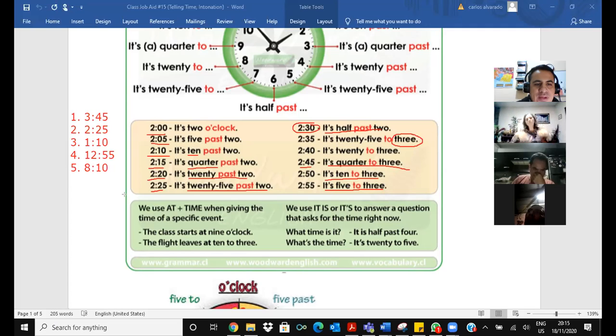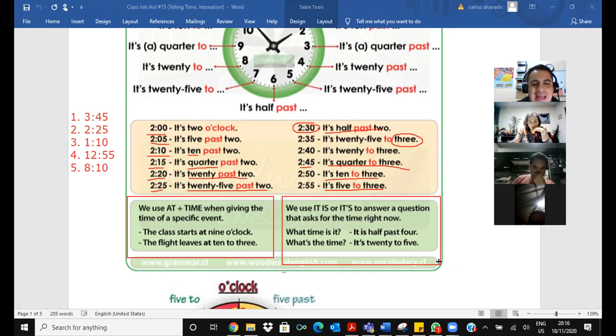Okay, I have some vocabulary that's going to help you. Look, usamos at to talk about time. For example, what time is the class? The class starts at 9. So usamos at. What time does the flight leave? The flight leaves at 10 to 3. Okay. So hay una preposición de tiempo esa. At.